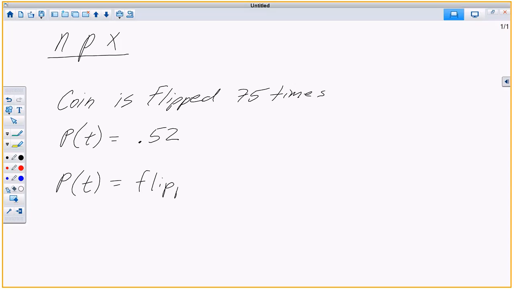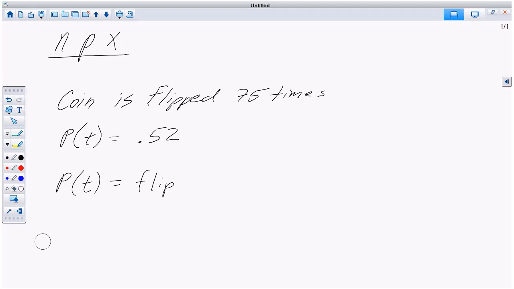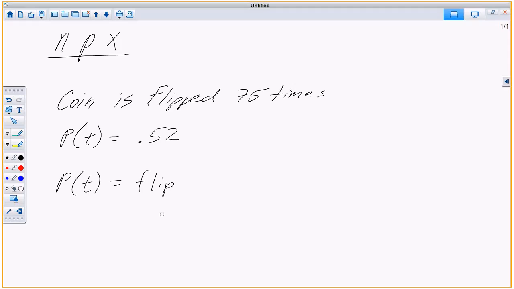Everybody with me? Flip another 25 times. What have I always taught y'all about n from the first week of class? n is always your what? Bigger number. So which one's n? 75. 75 is n. Write that down. n is equal to 75.